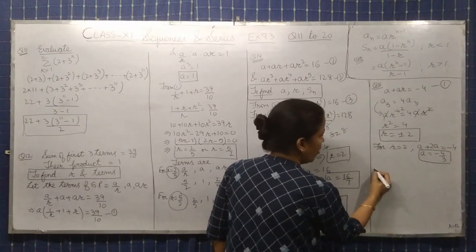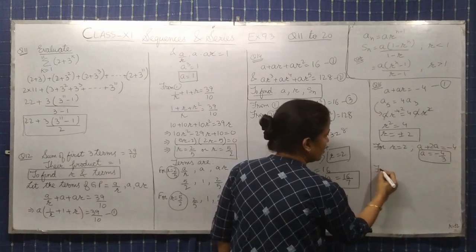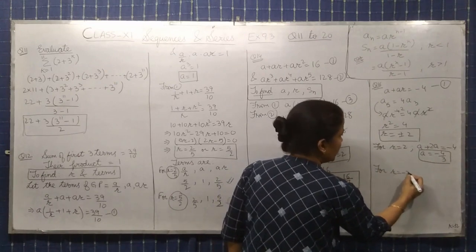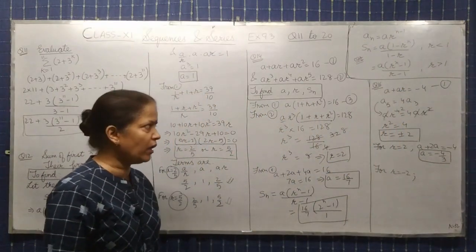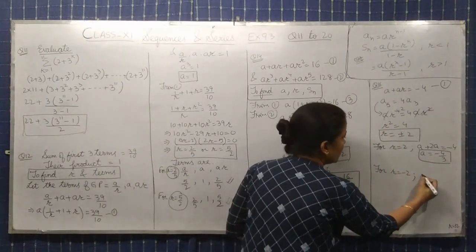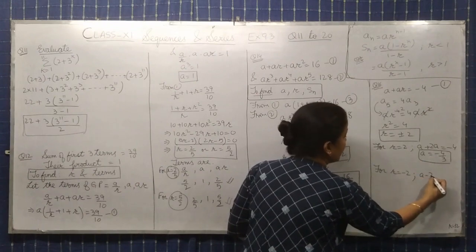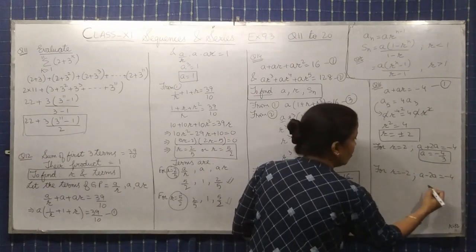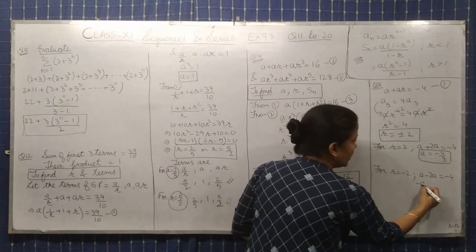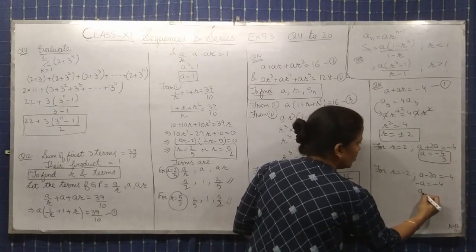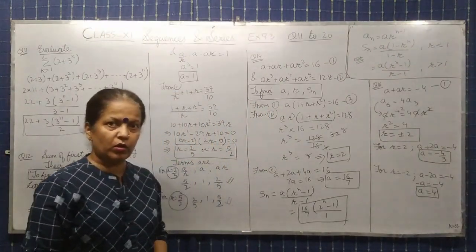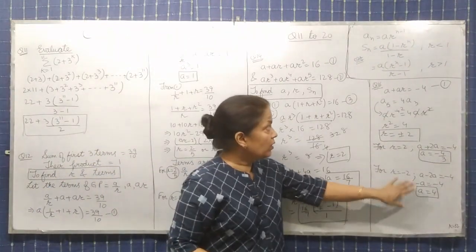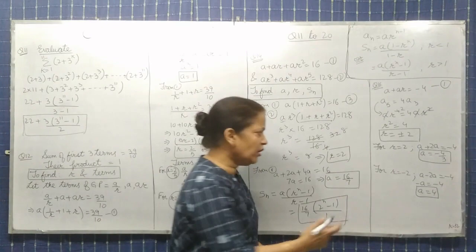And for R equal minus 2, now again put the value in equation 1. So it will become A minus 2A equal minus 4. So it will be minus A equal minus 4. So you will get A as 4. Okay, A as 4. Now the question is, you have to find out the GP.